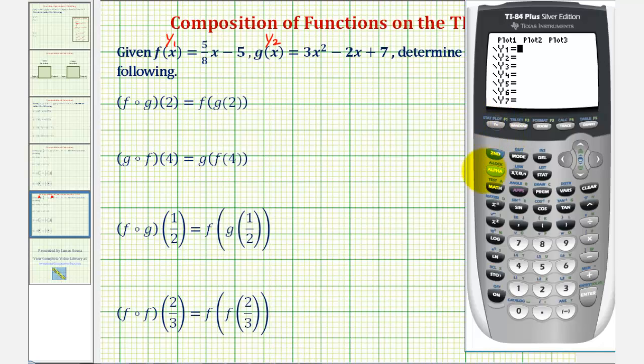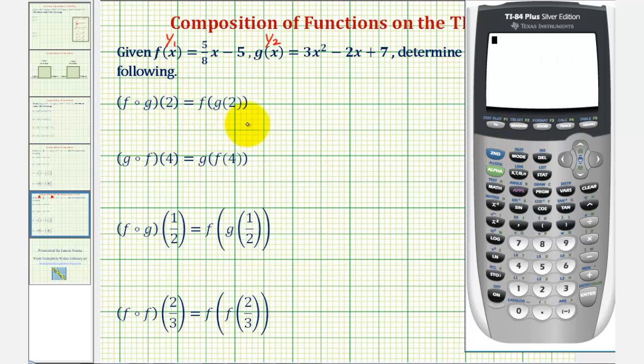So we'll press y equals, and again y sub 1 is going to be 5/8, which I'll put in parentheses, times x minus 5, enter, and y sub 2 will be g of x, which is 3x squared minus 2x plus 7. Now we'll go back to the home screen by pressing second mode for quit.